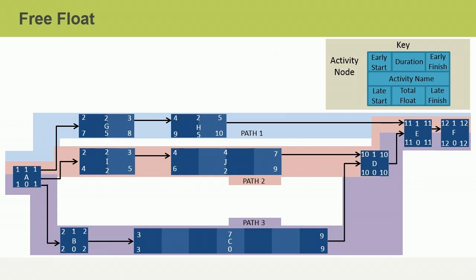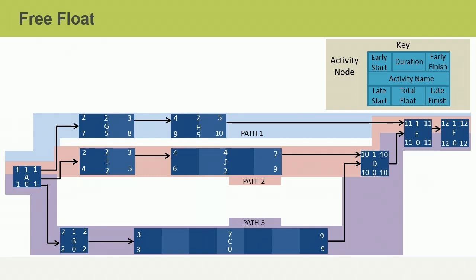If you said that activity G has 0 free float, you are correct. We know that activity G can be delayed only if activity H is also delayed. They can use the total float available on path 1, but if activity H can't be delayed, neither can activity G, which is a pretty good indicator that activity G has no free float.